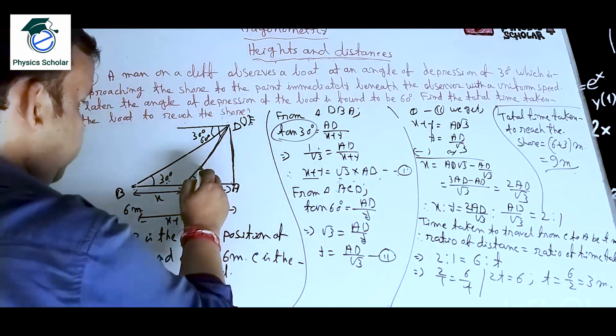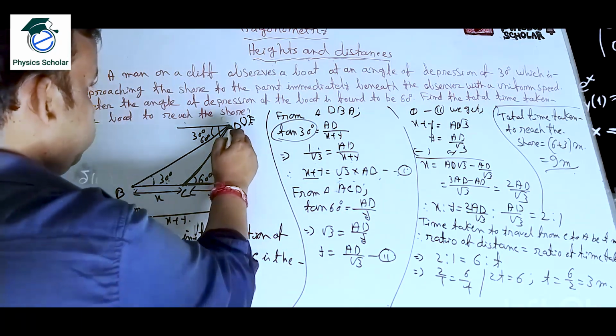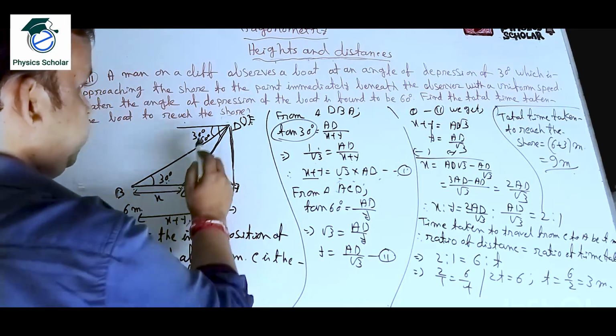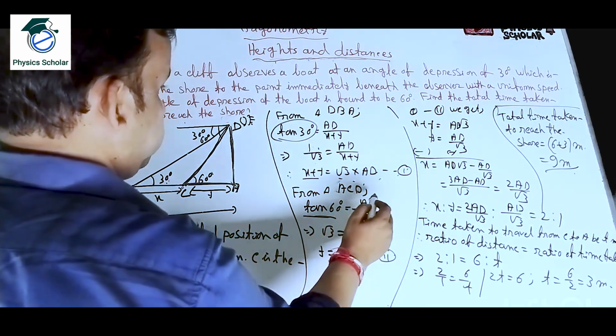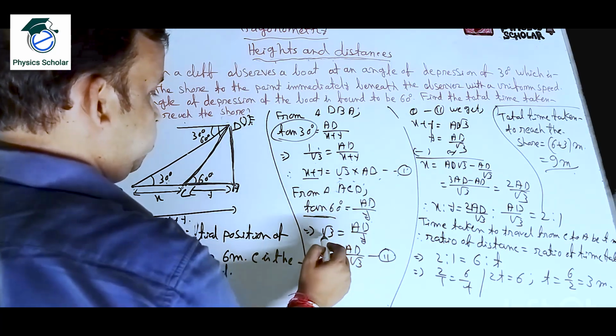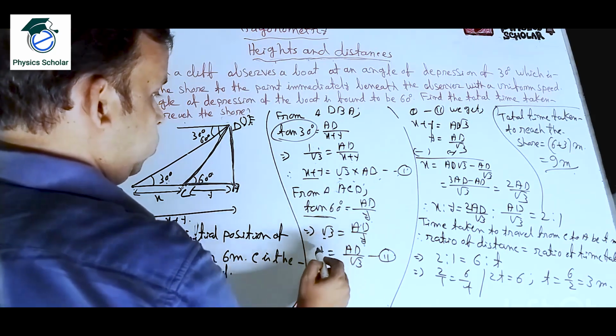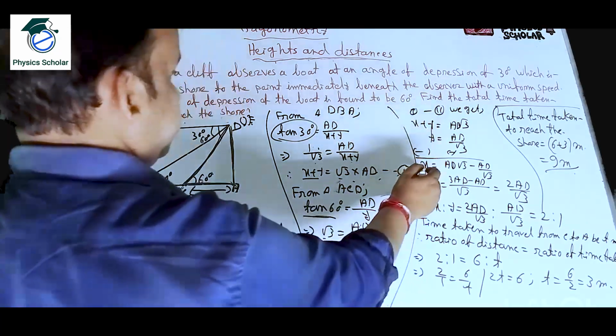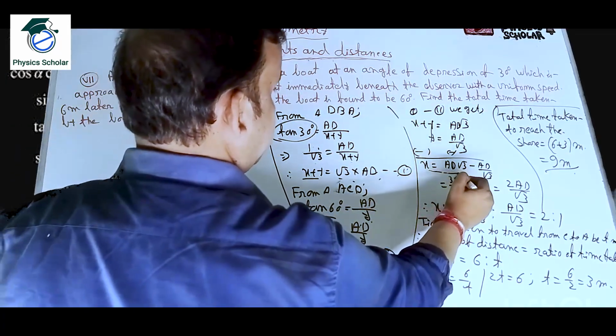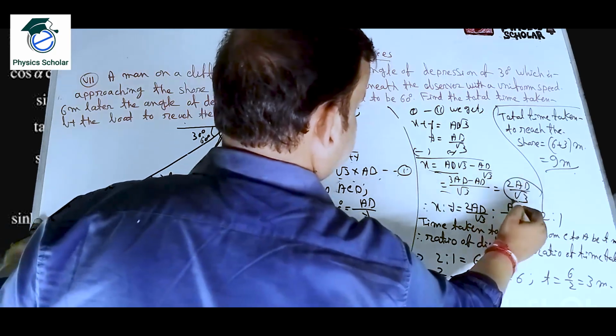Now from this triangle ACD, what we get? Perpendicular by base is equal to tan 60 degrees. So tan 60 is equal to AD by y. So tan 60 means root 3 is equal to AD by y. So y is equal to AD by root 3. It is equation number 2. So 1 minus 2 we get what? We are getting the value of x. The value of x is 2 AD by root 3.